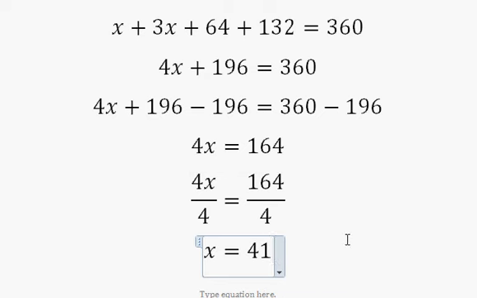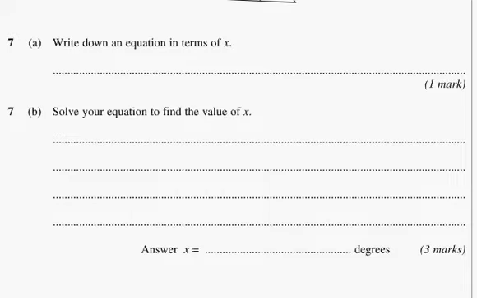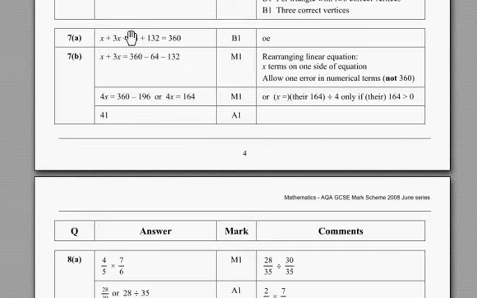And that's our answer, 41. So x is our mystery number, and if you wanted to, you could check, you could substitute 41 for this x here. You could multiply 41 by 3 and put that value here, and when you added these four numbers up, you would get 360.